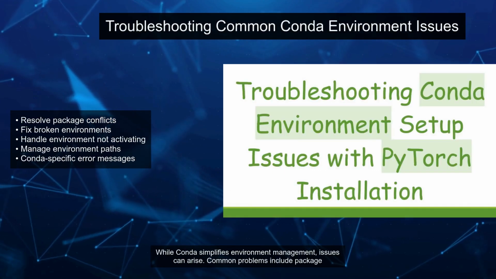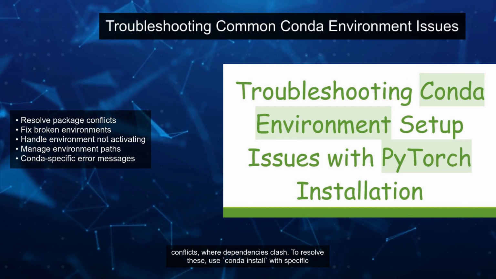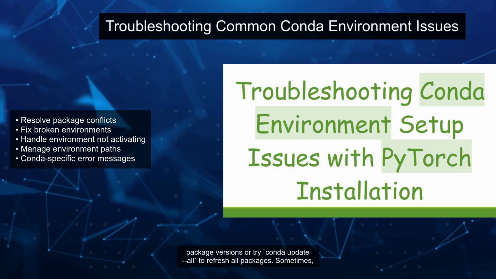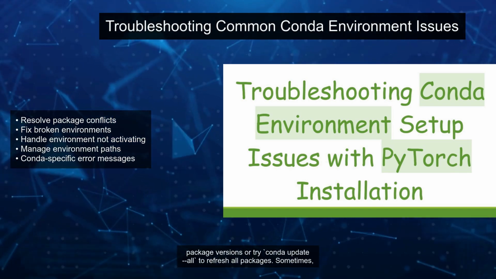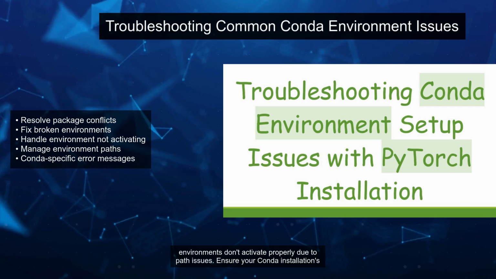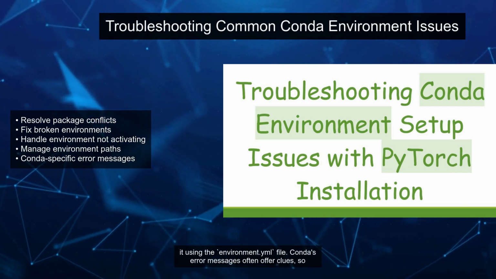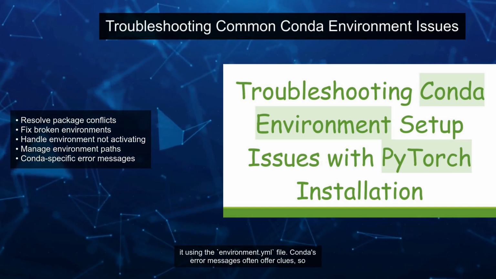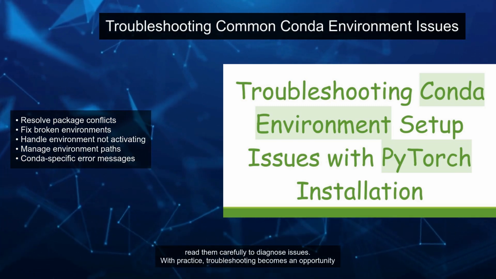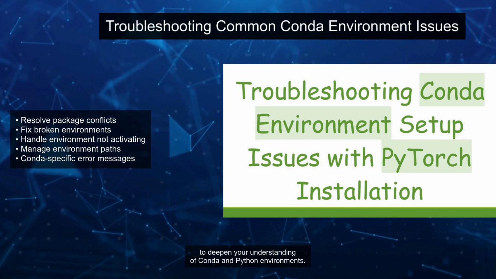While Conda simplifies environment management, issues can arise. Common problems include package conflicts, where dependencies clash. To resolve these, use conda install with specific package versions or try conda update --all to refresh all packages. Sometimes, environments don't activate properly due to path issues. Ensure your conda installation's bin directory is in your path. If an environment breaks, consider recreating it using the environment.yml file. Conda's error messages often offer clues, so read them carefully to diagnose issues. With practice, troubleshooting becomes an opportunity to deepen your understanding of Conda and Python environments.